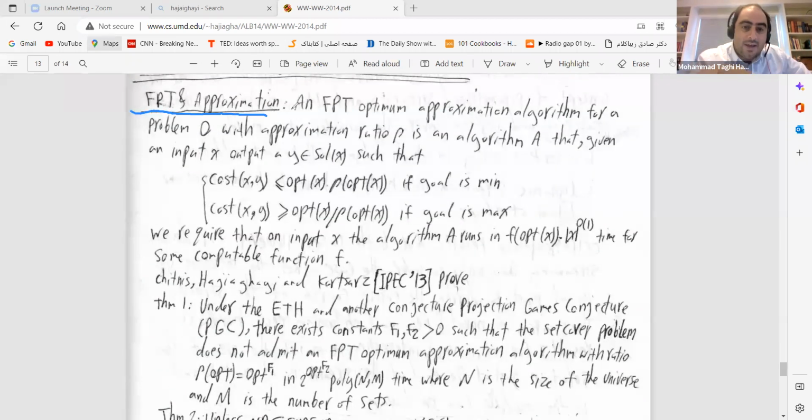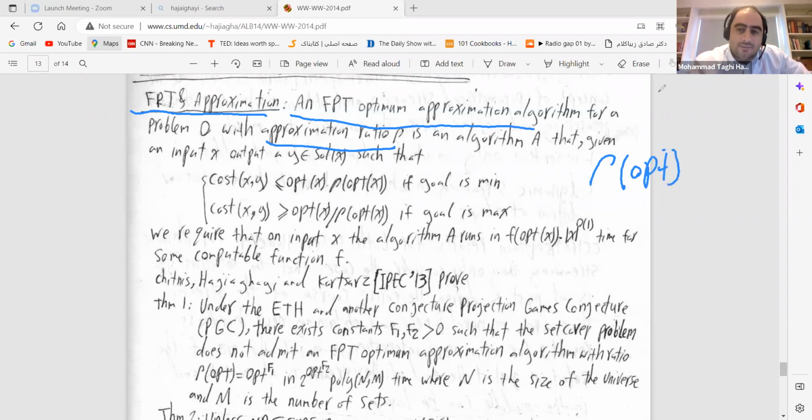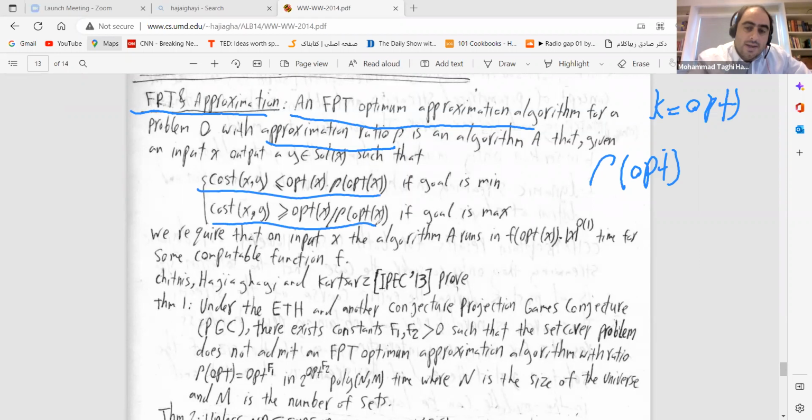An FPT approximation algorithm is an approximation algorithm where the ratio of the algorithm has some ratio rho, and this rho can actually be a function of the optimum. The optimum is the parameter here. So the ratio should be some rho of opt. Also, the running time should be parameterized by the optimum.